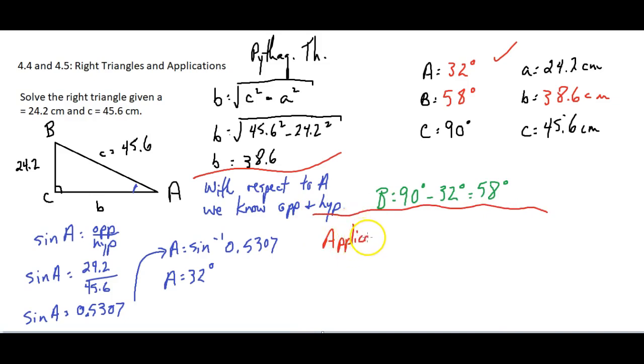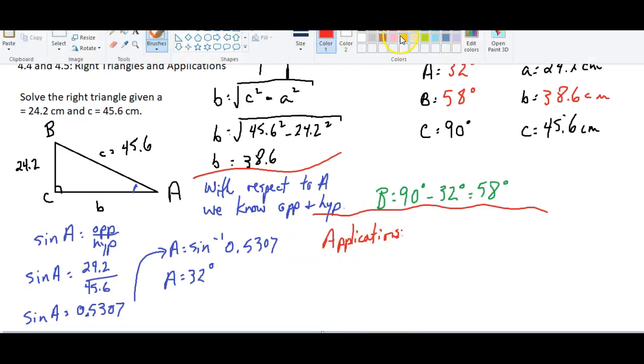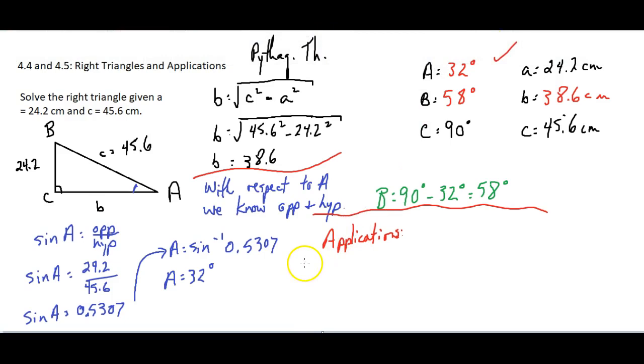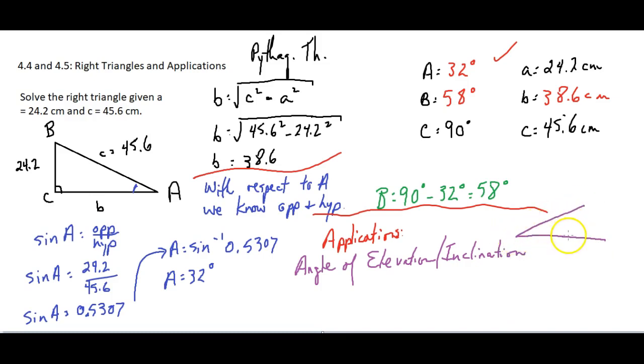Okay, a couple more things when it comes to the applications. Really, I just want to make sure that you know a couple of terminologies so that you can interpret information given to you in an application question. Angle of elevation, otherwise known as inclination. Basically, this type of angle is measured from a horizontal, so generally the ground, looking up.